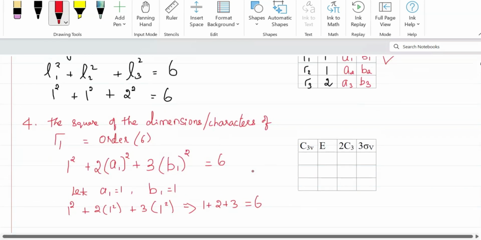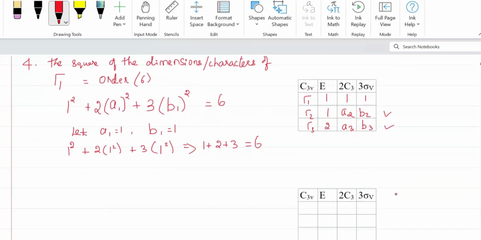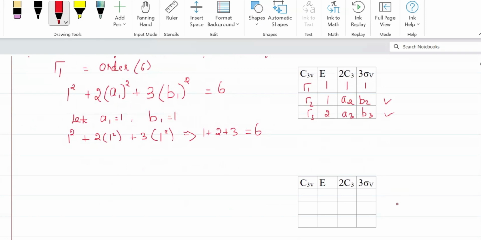Okay, so we have evaluated A1 as well as B1. Let us write over here the irreducible representations 1, 2, 3 and the classes L1, L2, L3 as 1, 1, 2. For the first irreducible representation, we have evaluated A1 to be 1 and B1 to be 1. The other things let us retain as such: A2, B2, A3, B3. Now we need to find the other two irreducible representations using the great orthogonality theorem. That is the orthogonality condition.